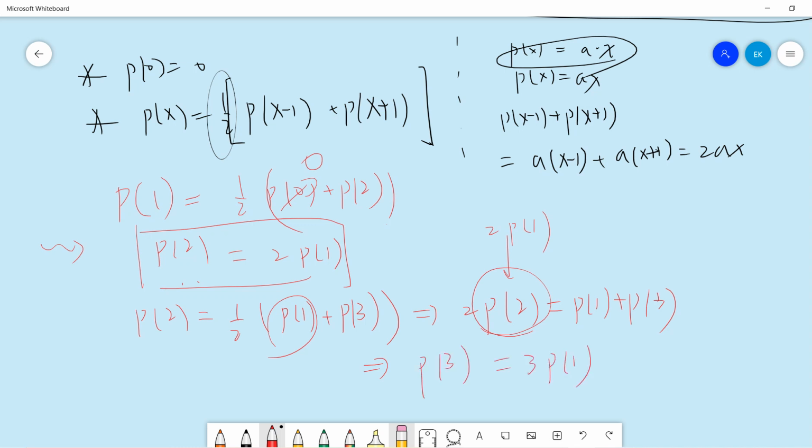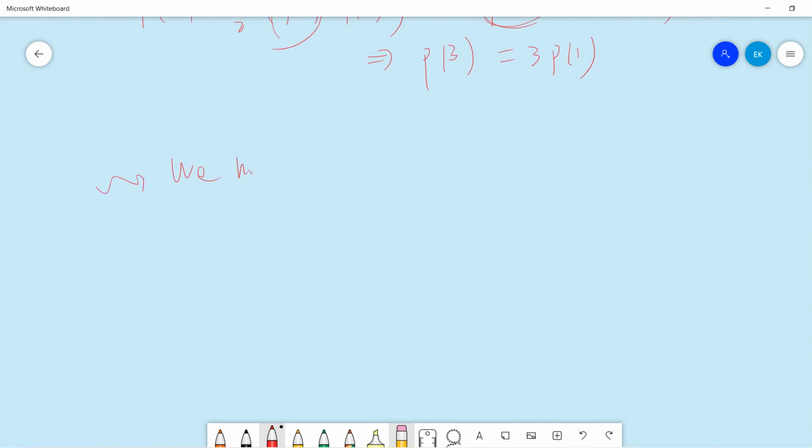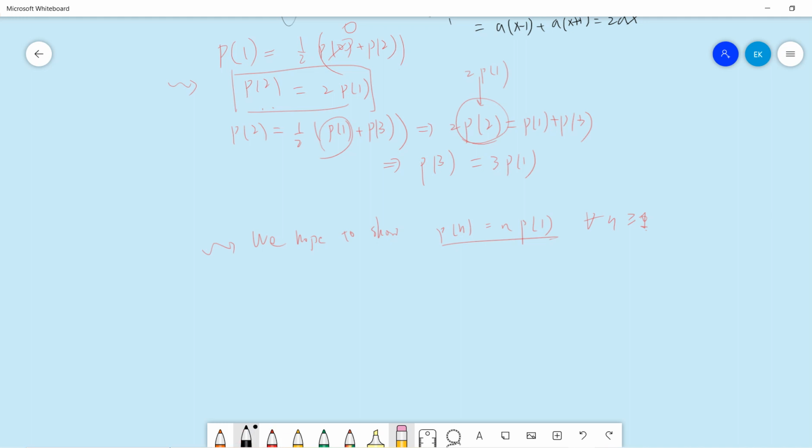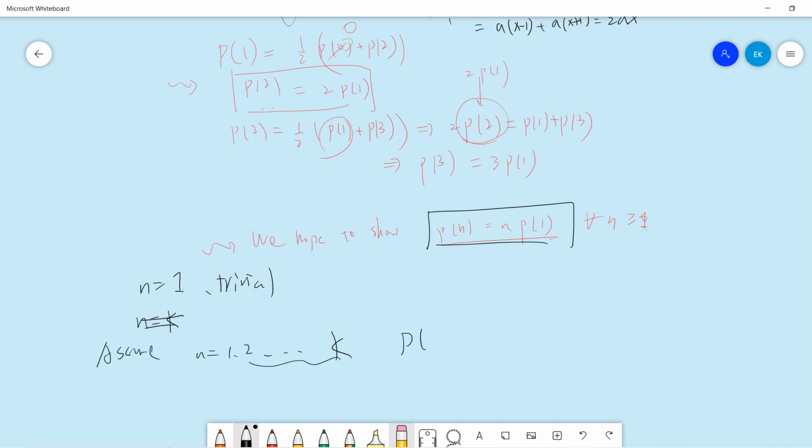Okay? So the key idea is that we hope to show P of n equals nP of 1 for all n, for all n which is an integer. And it's easy to show this, right? We can do mathematical induction. So n equals 1 is trivial. And let's assume that n equals k. So actually, I can assume that n equals 1, 2 up to k satisfy P of n equals nP of 1.